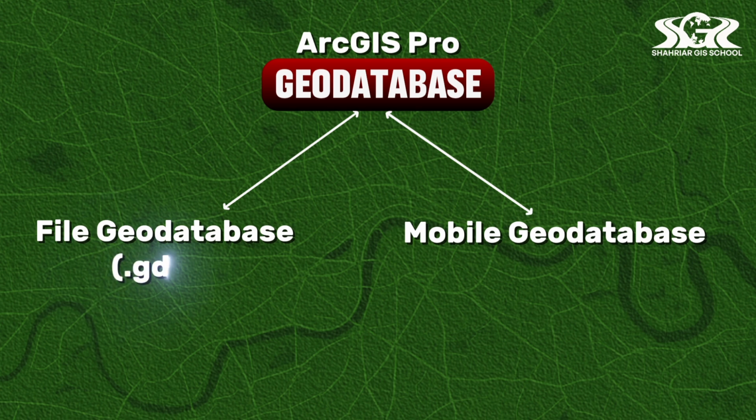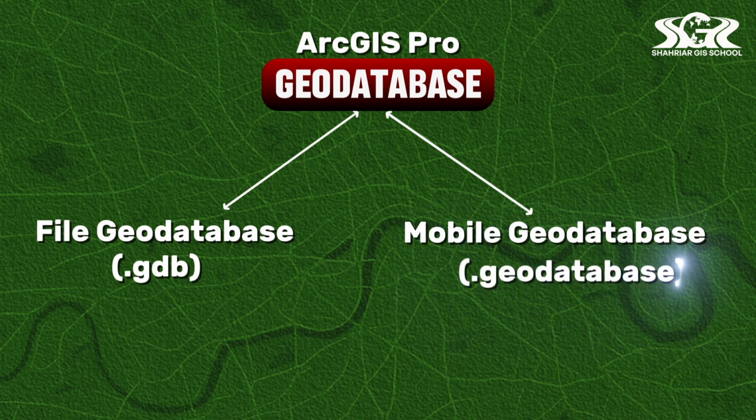The file extension of file geodatabase is .gdb. On the other hand, the file extension of mobile geodatabase is .geodatabase. In our next lecture, we will see this practically and we will create both of these geodatabases in our ArcGIS Pro software. We will create feature classes practically also. Now let's move to the next lecture.